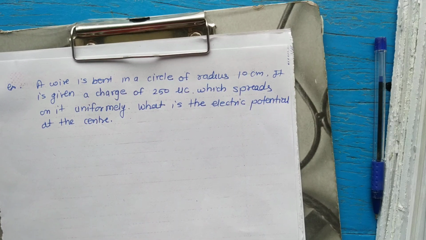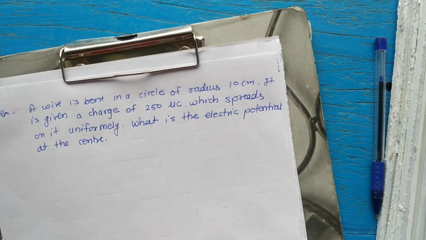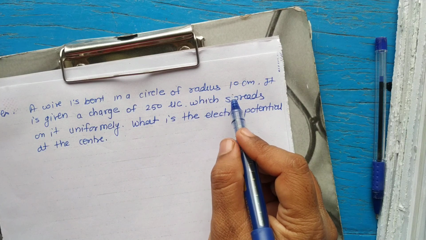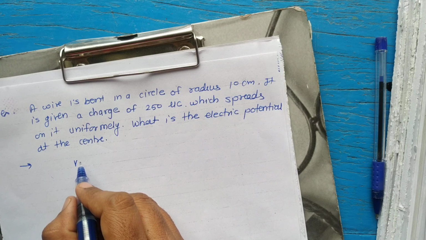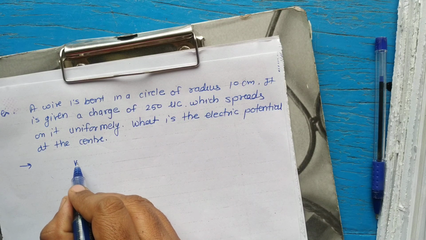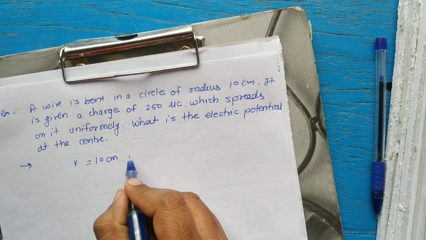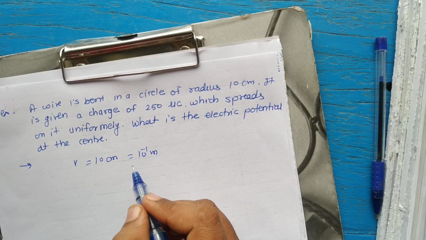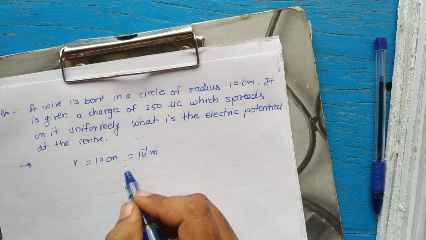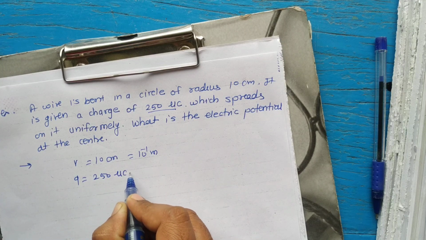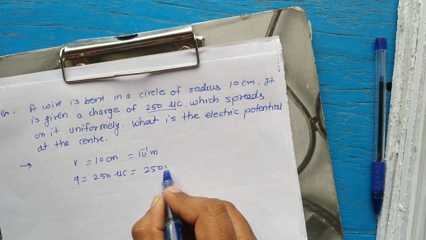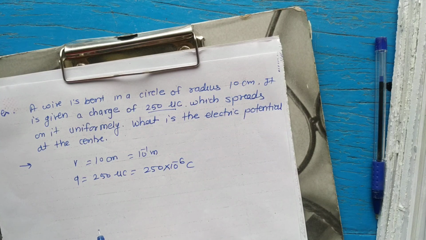So consider an example and try to solve. What are the given quantities? A wire is bent in a circle of radius 10 centimeter, that is, we have given R is equal to 10 centimeter, that is 10 raised to minus 1 meter. It is given a charge of 250 microcoulomb, that is, Q is equal to 250 microcoulomb. Convert this into coulomb: 250 into 10 raised to minus 6 coulomb, which spreads on it uniformly. What is the electric potential at the center?